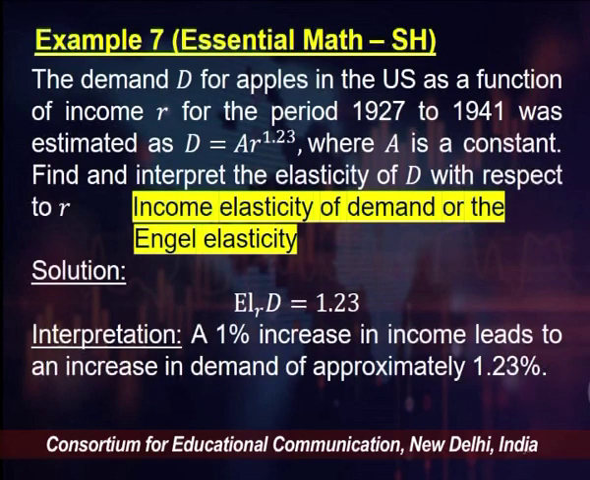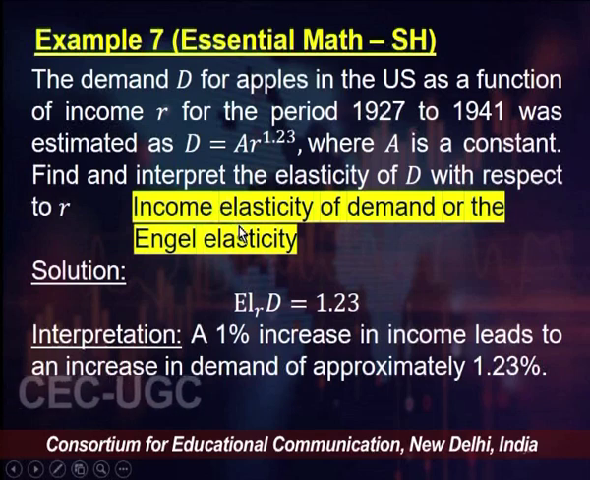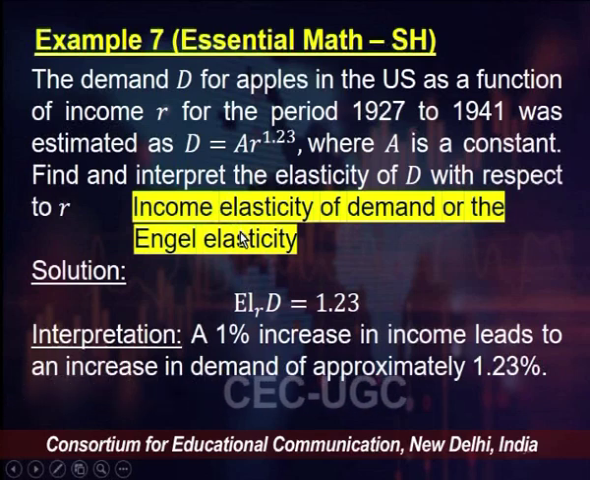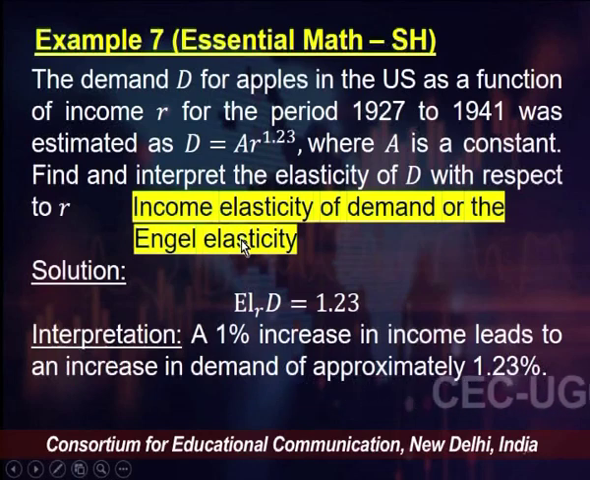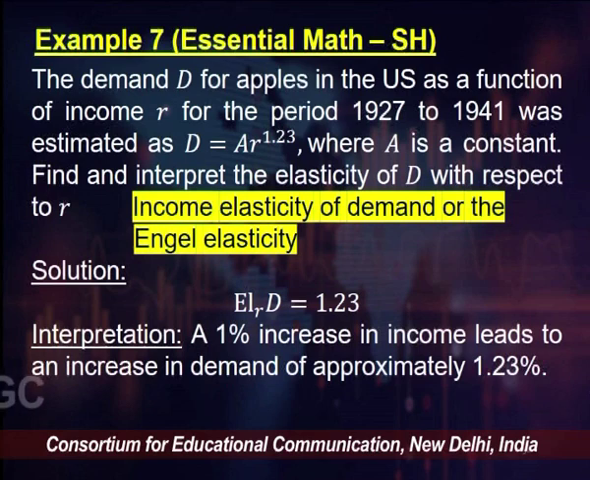Let us now look at an example which helps us understand what is income elasticity of demand, or the Engel elasticity. Here we have the commodity apples. The demand for apples in the US as a function of income R for the period 1927 to 1941 was estimated as D equal to A times R to the power 1.23. Here capital A is a constant, and the question asks you to find and interpret the elasticity of demand with respect to R.